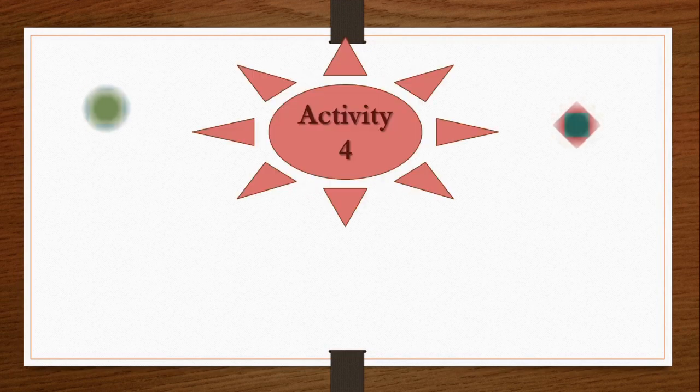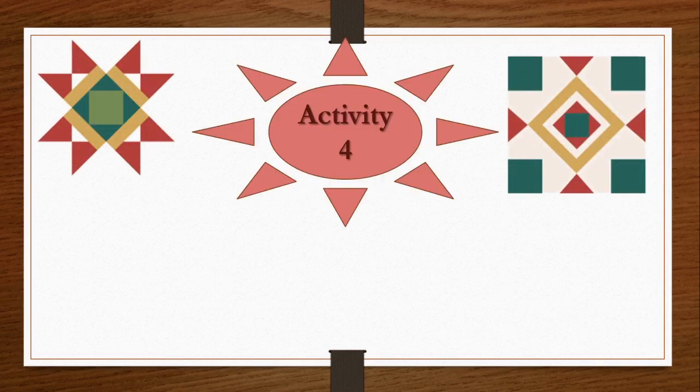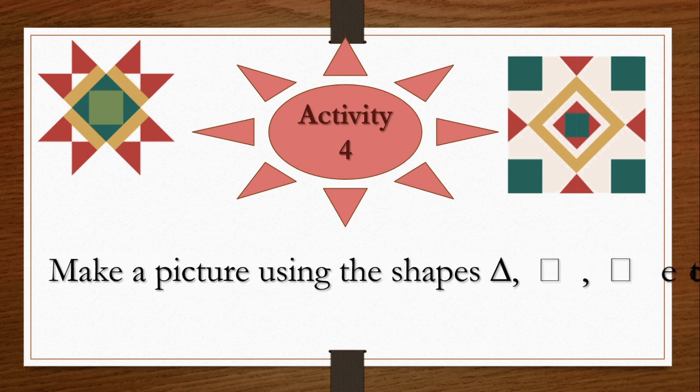Next thing is activity number 4. Here we can see rangolis. Make a picture using the shapes triangle and four-sided figures, etc. Here in the rangolis you can see four-sided figures and triangles. Am I right? Here also in the activity picture you can see a circle and these are triangles, three-sided figures. Okay? Yes, dear children, we will try to make one picture using triangle, circle and four-sided figure.